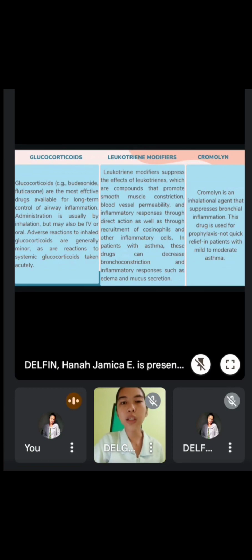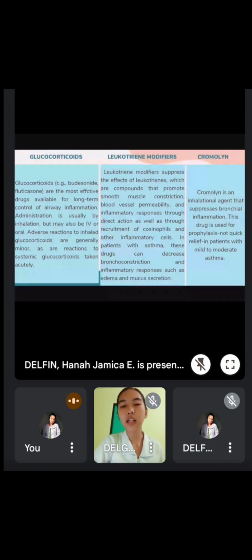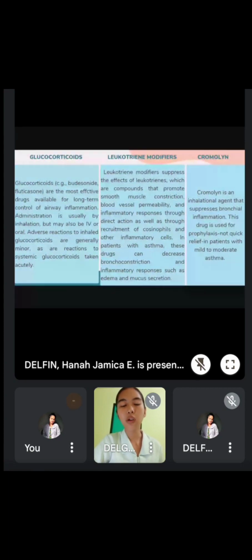The leukotriene modifiers. Leukotriene modifiers suppress the effects of leukotrienes, which are compounds that promote smooth muscle constriction, blood vessel permeability, and inflammatory response through direct action as well as through recruitment of eosinophils and other inflammatory cells. In patients with asthma, these drugs can decrease bronchoconstriction and inflammatory response, such as edema and mucus secretion.